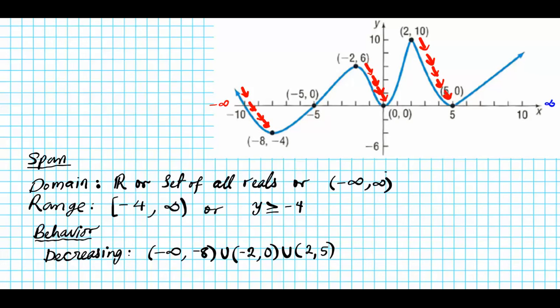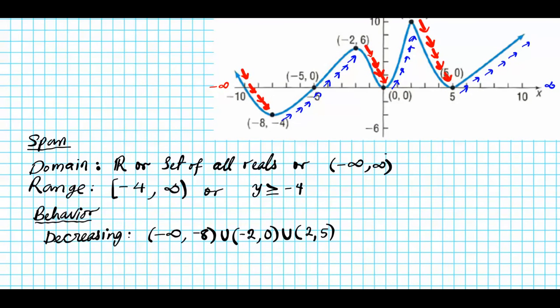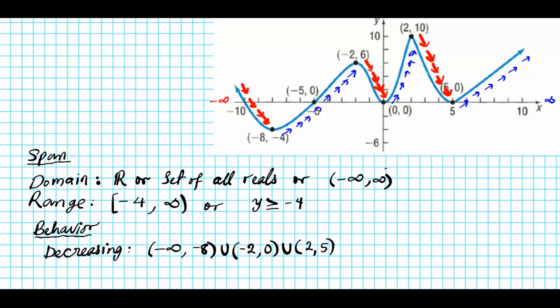Now, how about increasing? So where does it go up from left to right? From -8, it goes up, up, up to this relative max, dips down, and then here it goes up again, all the way to 10, drops again, and then here it just takes up, up, up forever. All right, so that's the interval where the function is increasing on.